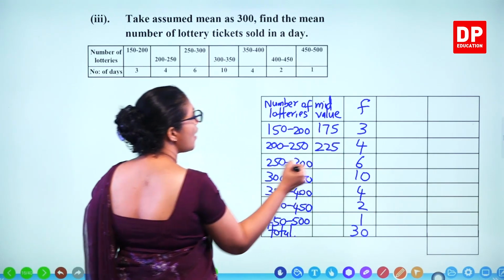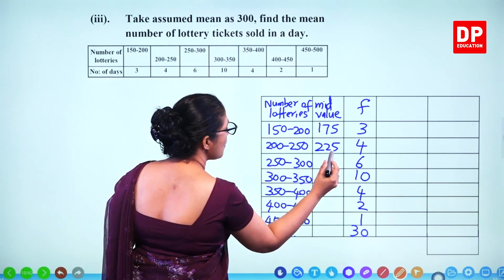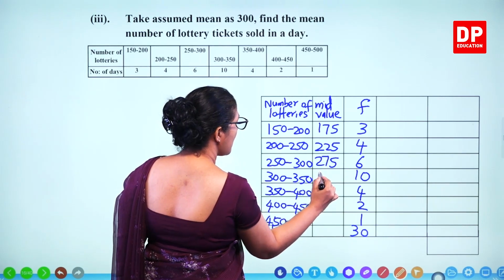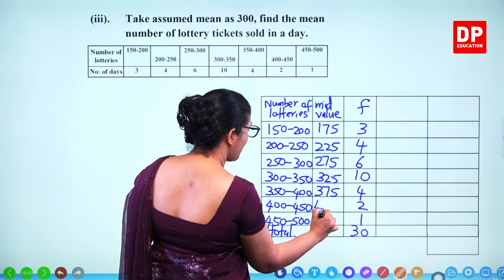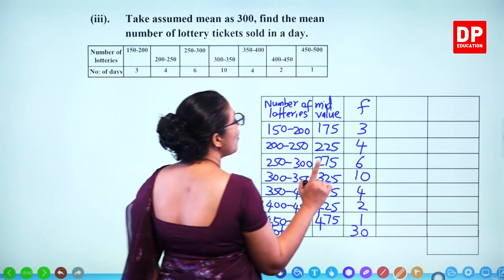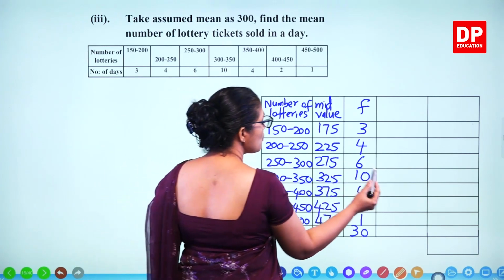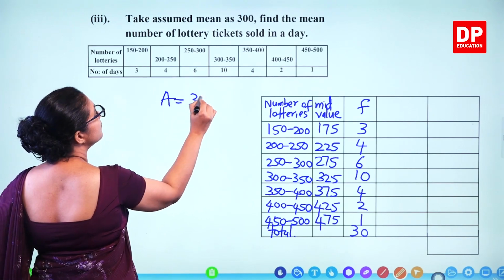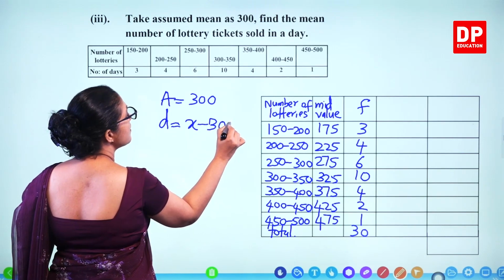Here 225, so adding 50 to that, 275, then 325, 375, 425 and 475. Now the assumed mean is 300. So when you are subtracting 300, you can find out the deviation, x minus 300.